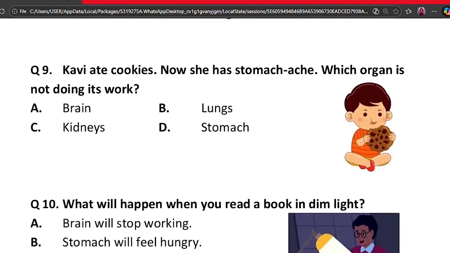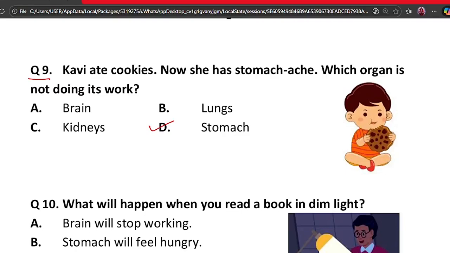Our next question is question number 9. Kavi ate cookies, now she has a stomachache. Which organ is not doing its work? A. Brain, B. Lungs, C. Kidneys, and D. Stomach. The correct answer is option D, which is stomach.